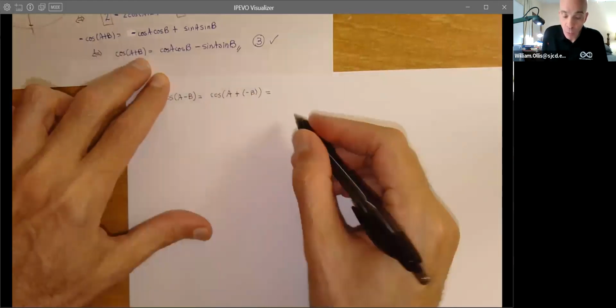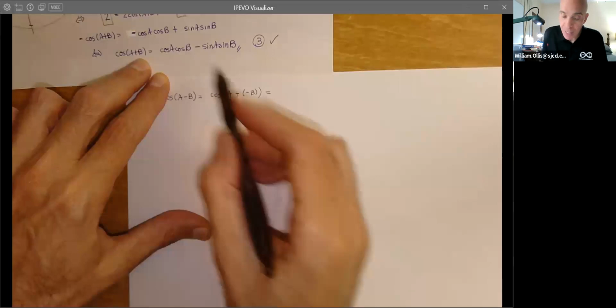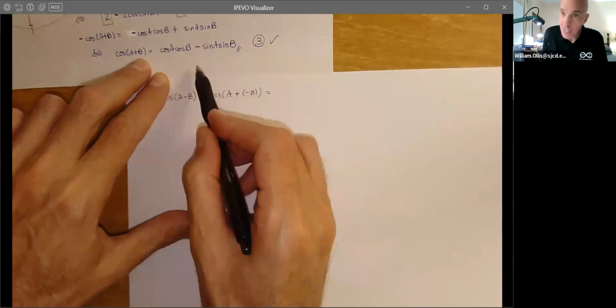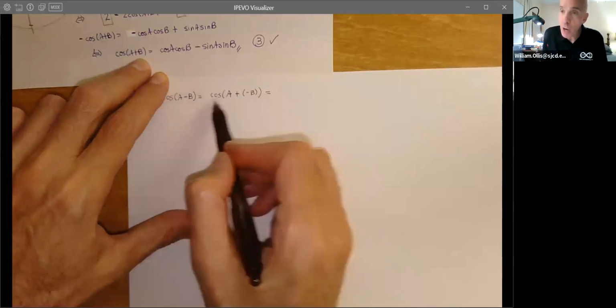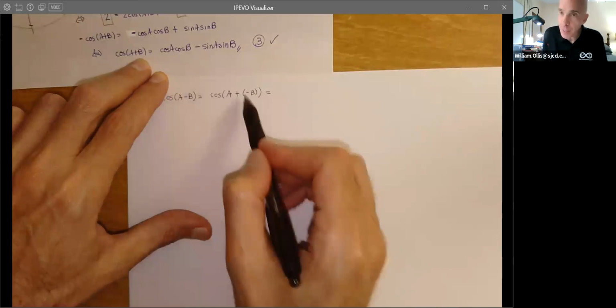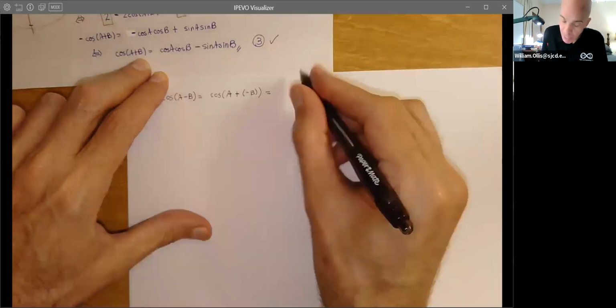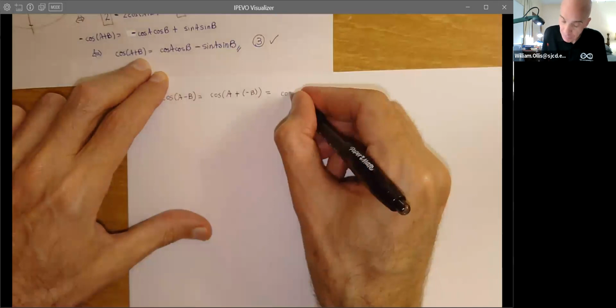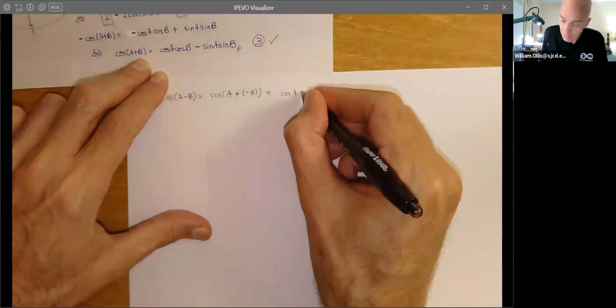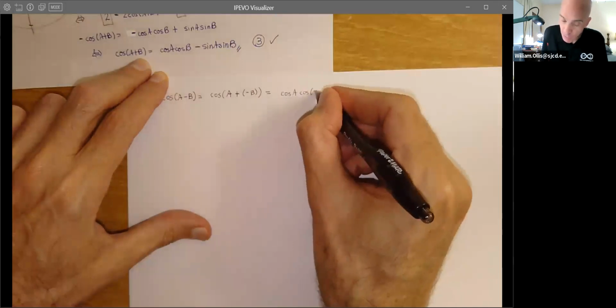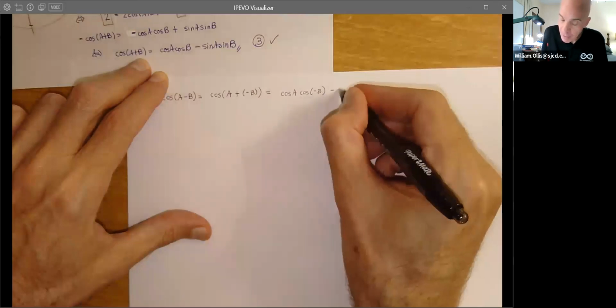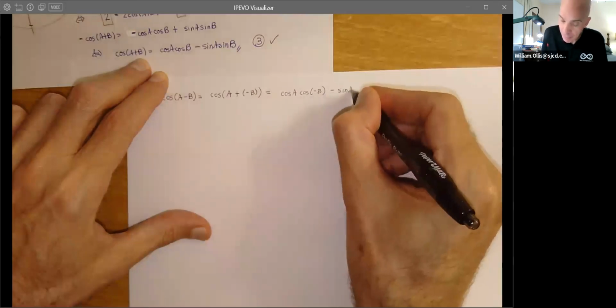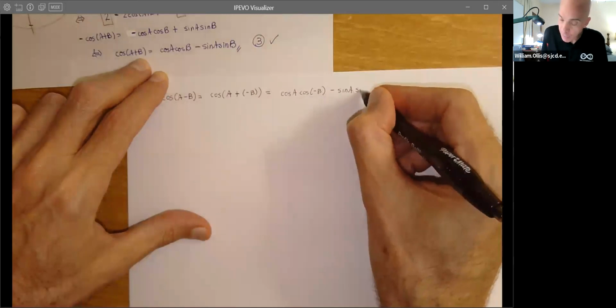So now we replace A with A, but we replace B with its additive inverse in this formula, since now we have the pattern that we need for this. So this will be cosine A, cosine additive inverse of B, minus sine A, sine additive inverse of B.